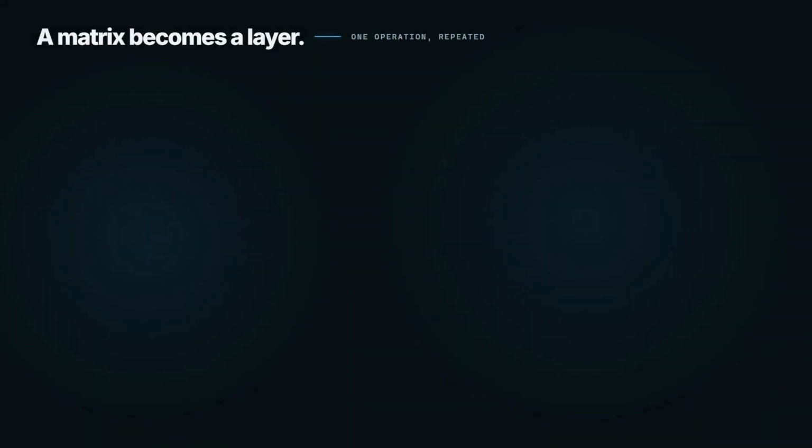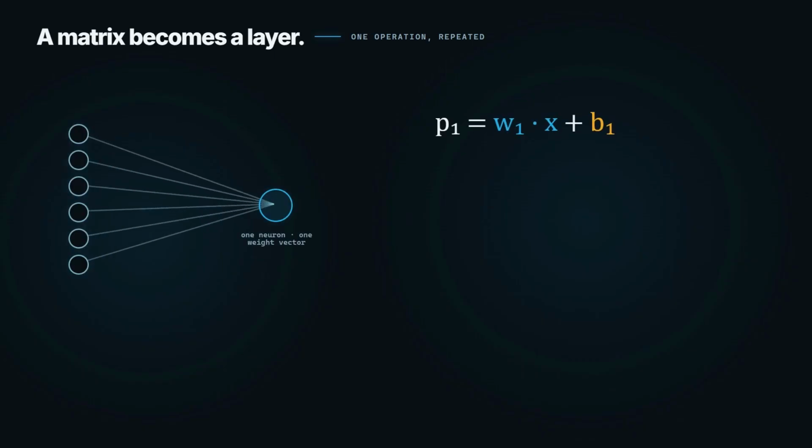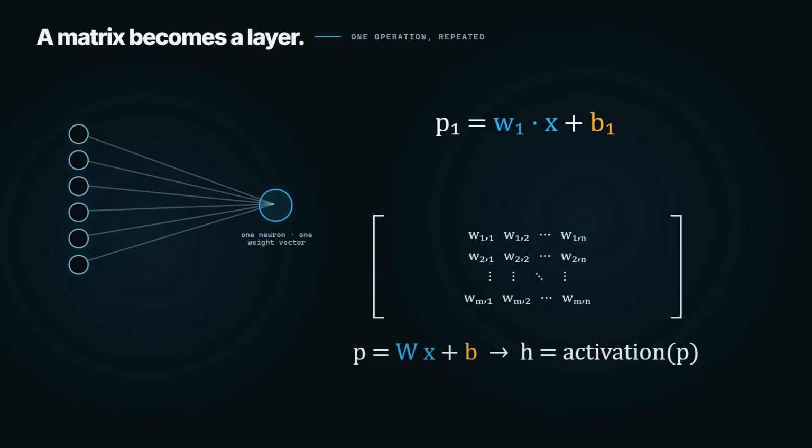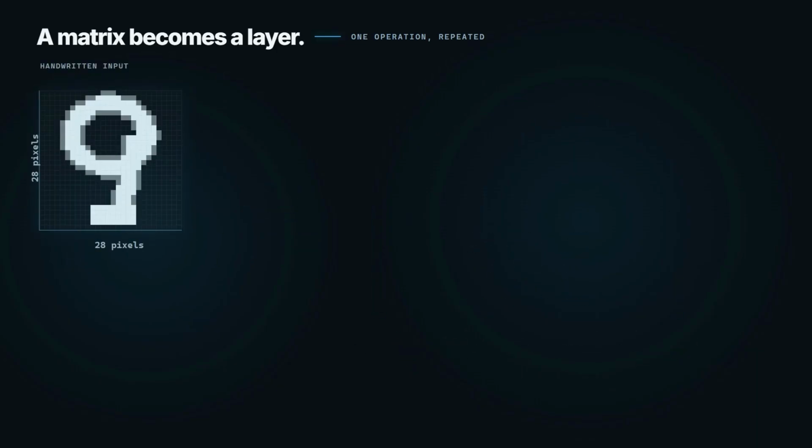A weight vector belongs to one neuron. Give the same inputs to several neurons, and each neuron has its own weight vector. Stack those vectors as rows, and you get a weight matrix, W. The individual biases become a bias vector, and the individual potentials become an output vector. So a whole layer is the same calculation written once. P equals W times X plus B, followed by an activation.